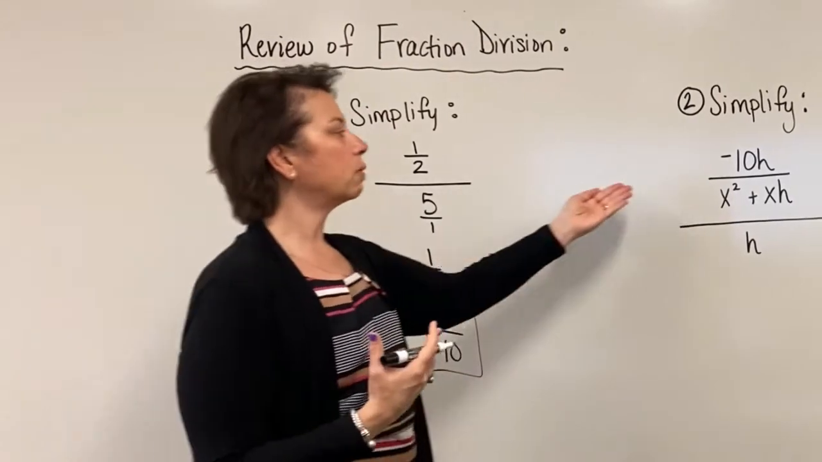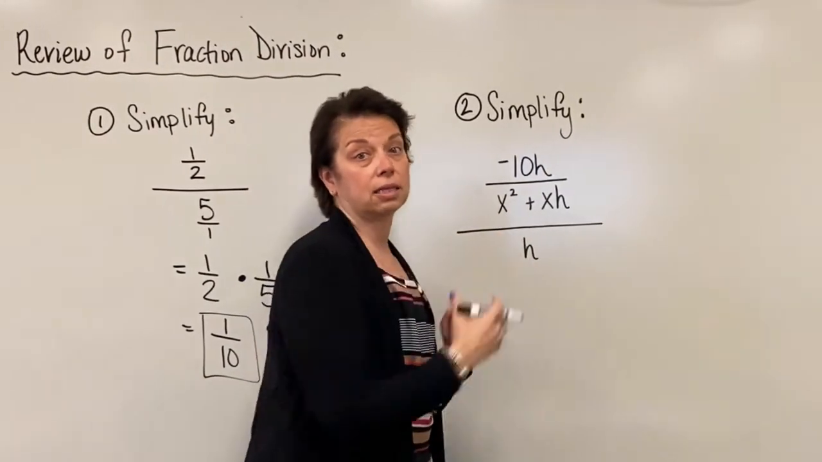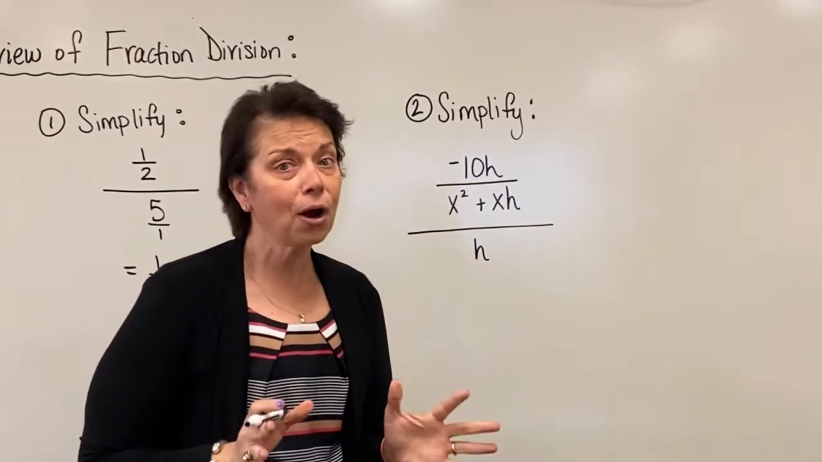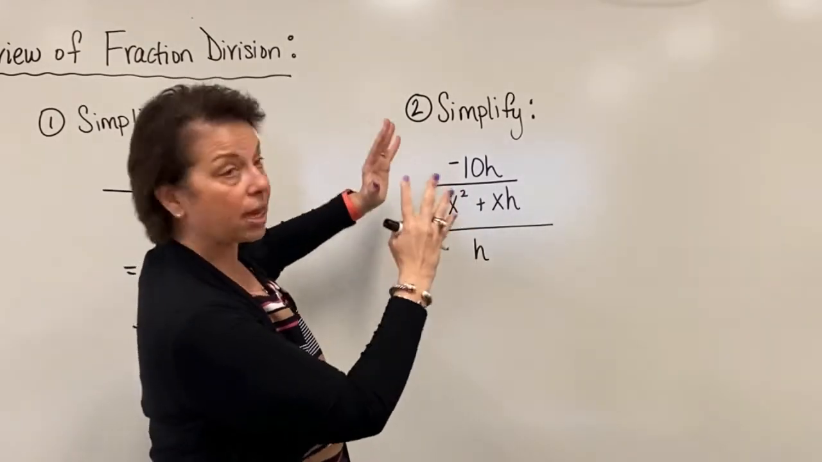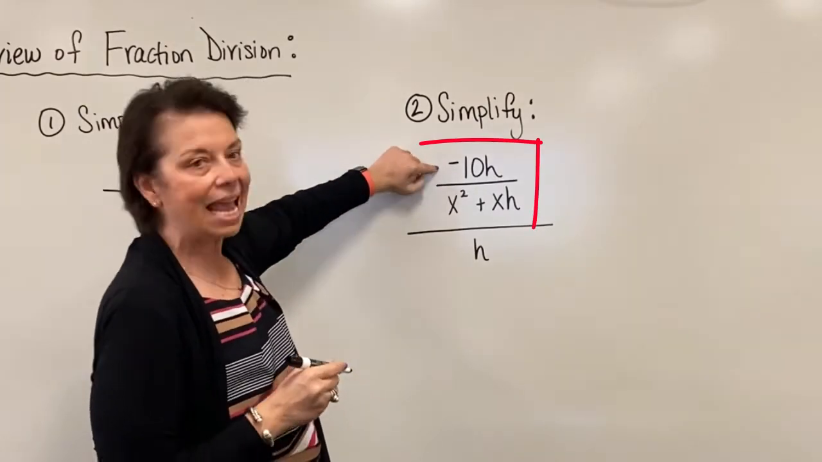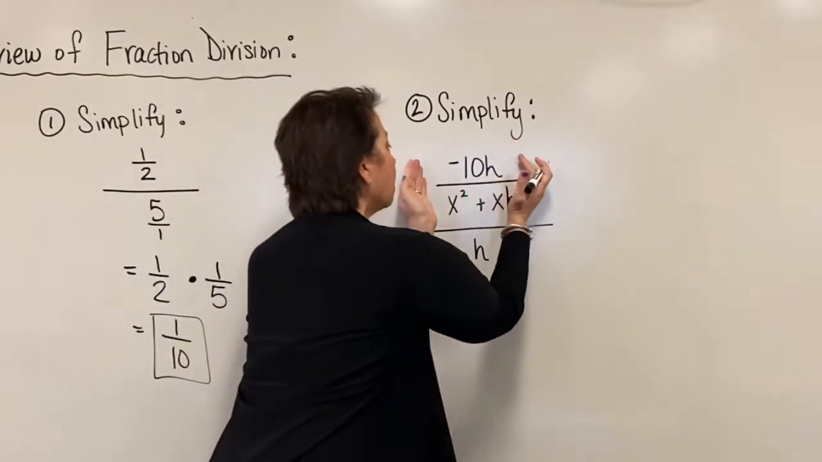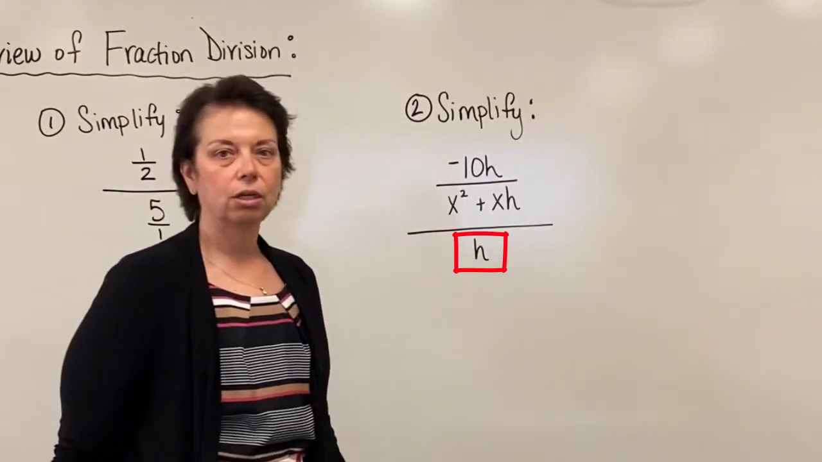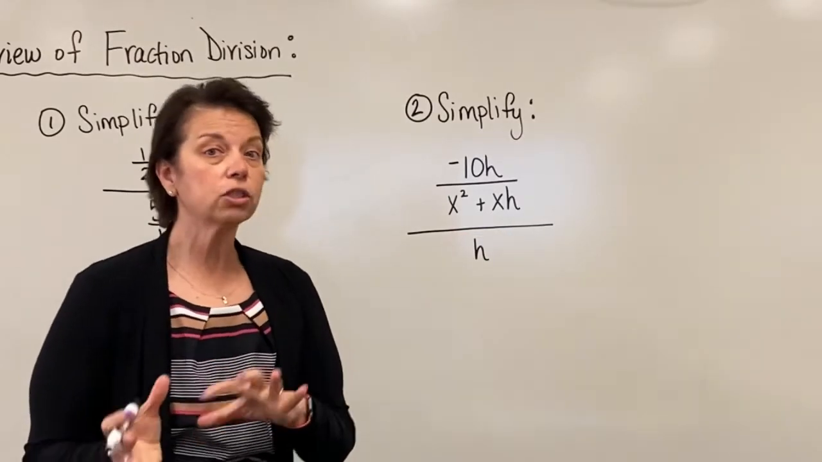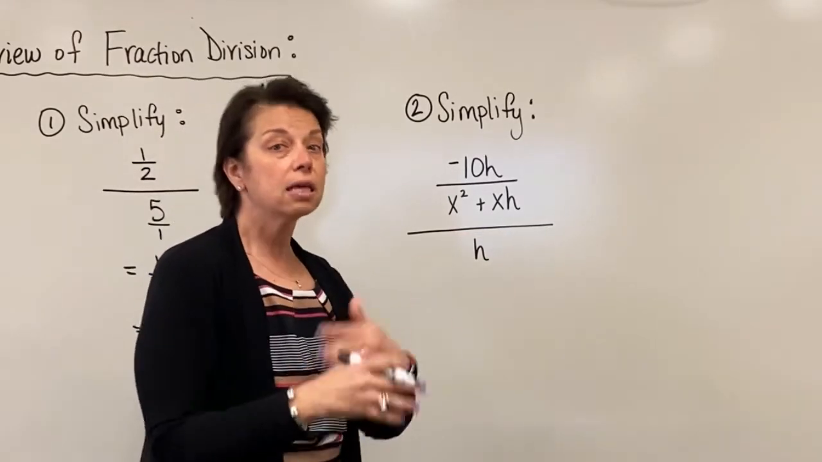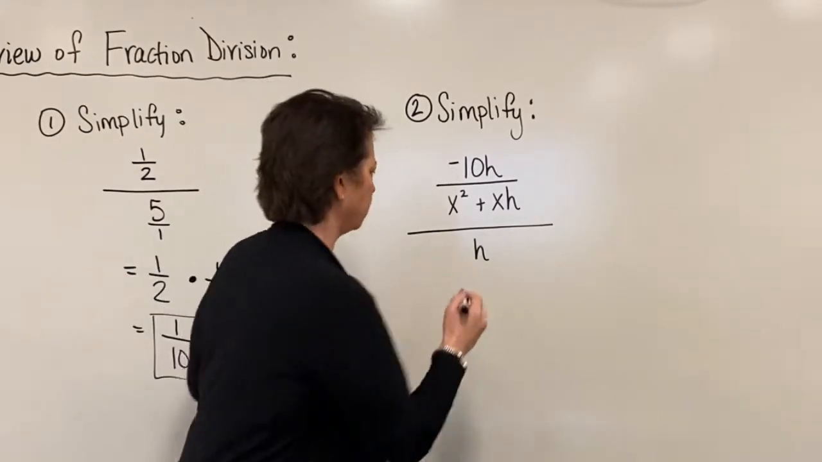Well, the same is true even when we have fraction division with variables and other letters contained in the problem. It's still the same process. In this case, we have the fraction in the numerator of the bigger fraction to be -10h divided by x squared plus xh. And that quantity is getting divided by h. So just like in my last problem with numbers, what we would do is convert this from division to multiplication and then reciprocate that lower denominator, that h, which of course is h over 1.